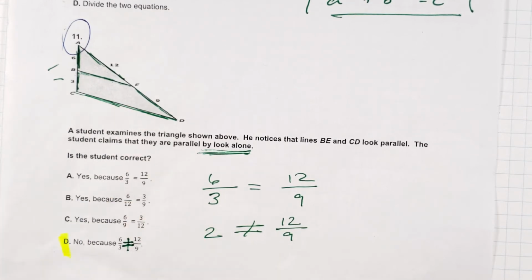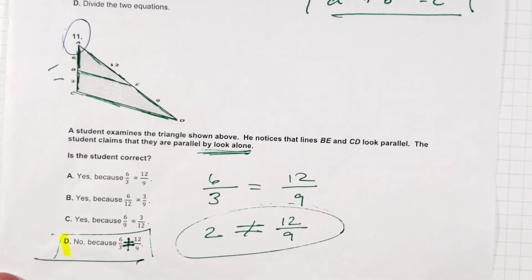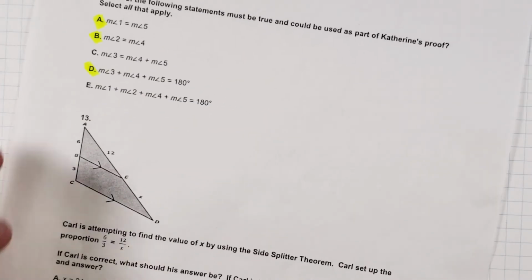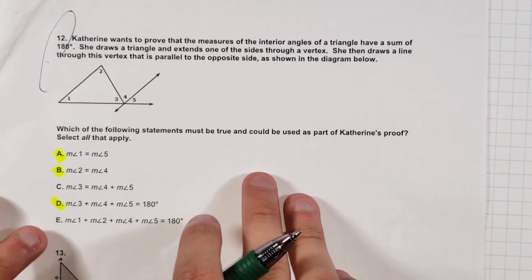The other three are yes. The answer is no, because the proportions are not consistent. They're not equal to each other. So these lines are not parallel. Now we can go to the next problem, which is going to be number 12. Yeah, we're getting close.